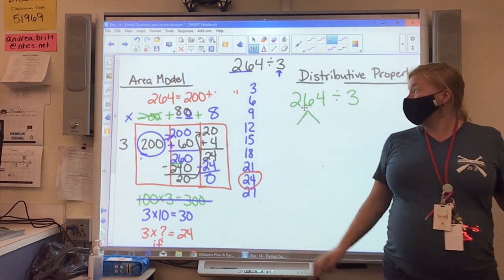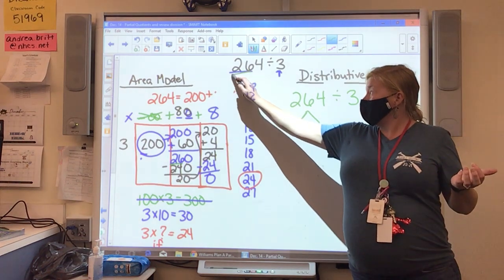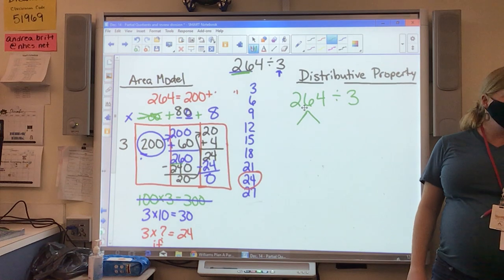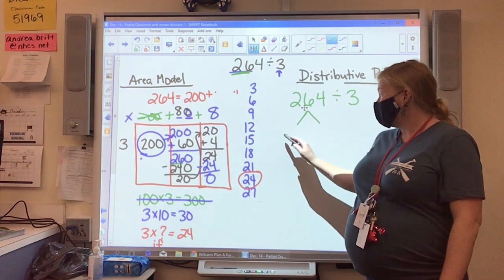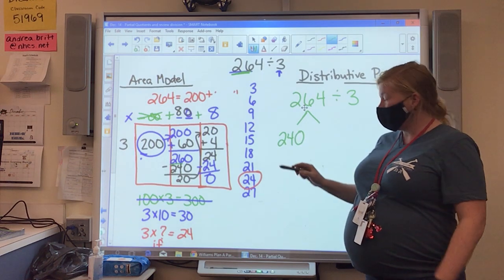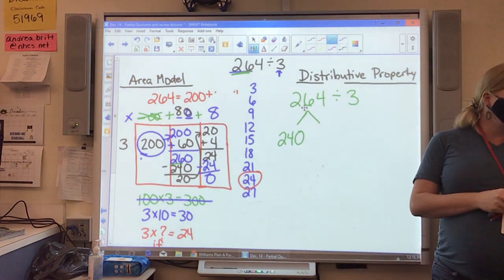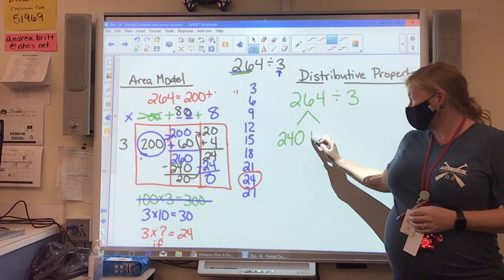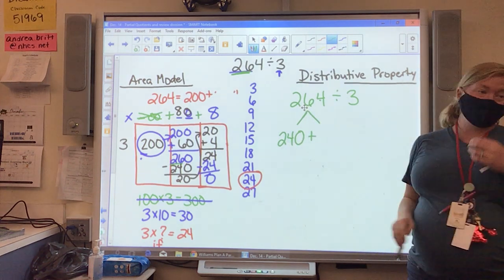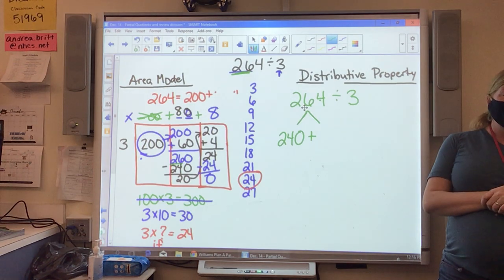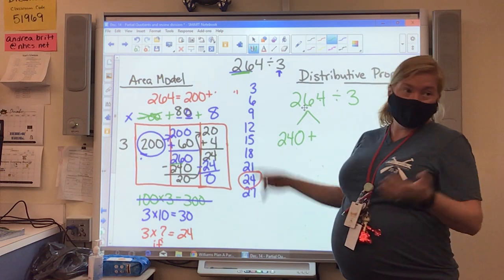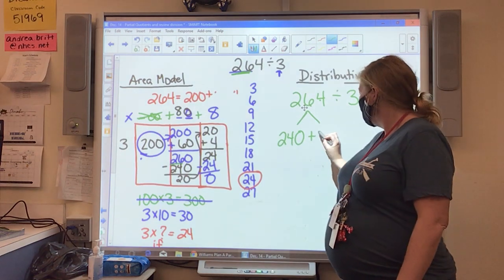Now, we've already decided on which one of the multiples gets us close to 26 without going over. Which one was that? 24. But we don't want 24, we want 240 because we want something with a 0 on the end. So then we ask ourselves, 240 plus what gives me 264? We've already done all the work, so it makes it easier, right? 24.